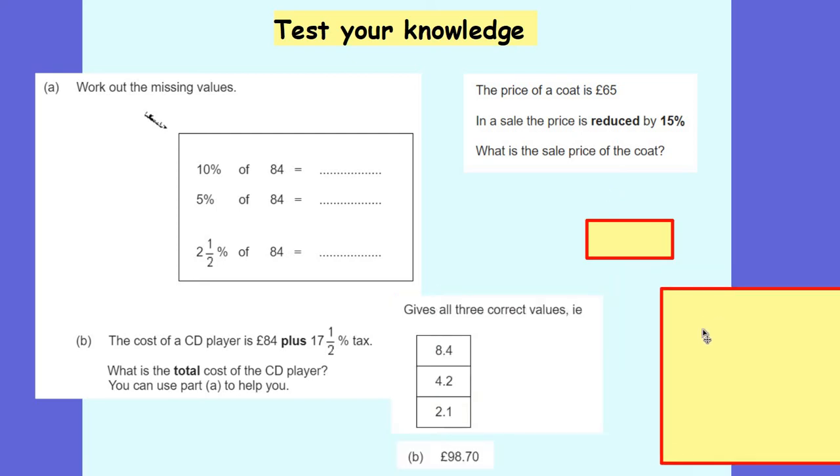Okay, here are the answers. I was looking for 8.4, 4.2 and 2.5. For B, you should have got 98.7. And for the price of the coat, you should have got 55.25.